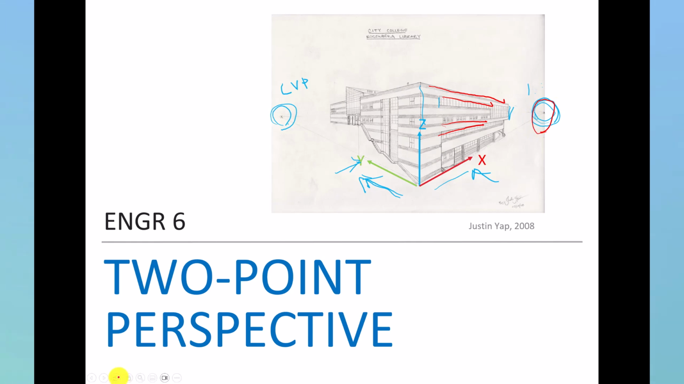Whereas these lines here, okay, all these lines on this building, they are in the same direction as y, and they are all parallel to each other. All those lines will converge to the left vanishing point in this 2D image, okay?